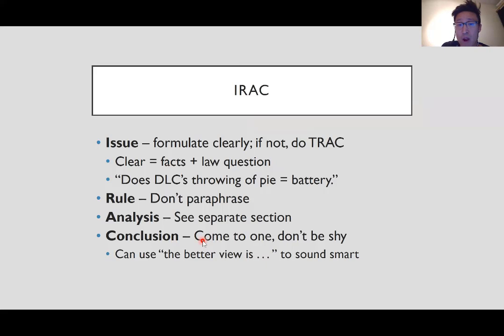The law is probabilistic, and so this is where I've suggested that you use phraseology like, the better view is... And I think that works well on exams. That's usually if there's a decent argument on either side. If it's a very clear case, then say that. But in many instances, you'll get something that's at least somewhat ambiguous, and so you might want to use that kind of phraseology. So that's IRAC.